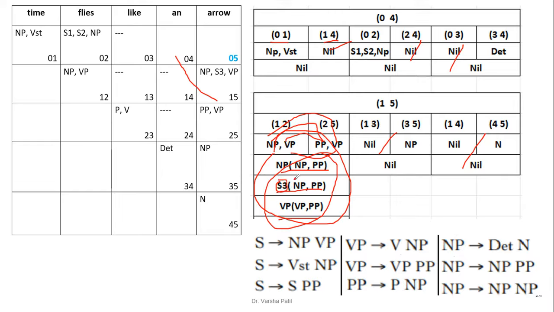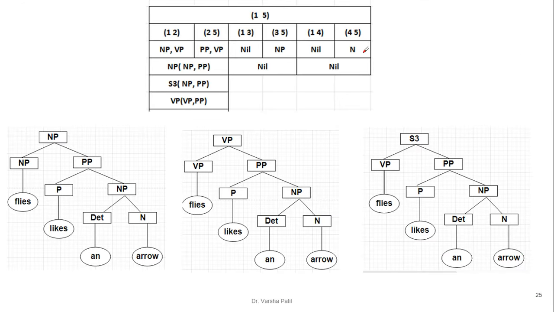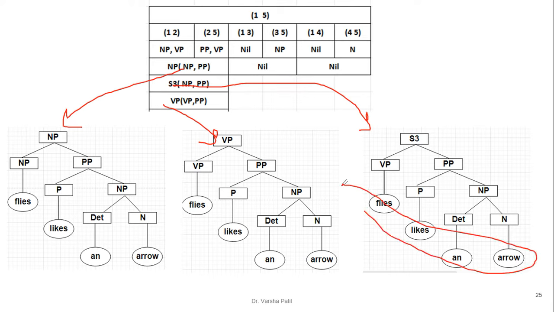We will see it in the diagram. Now this is nothing but NPPP, so we need to check all the previous answers. This is with the VP, and see the start symbol gets generated, and if you see, the statement "flies like an arrow" is also a valid statement. That's why again here S3 gets generated, that is, the start symbol gets generated.